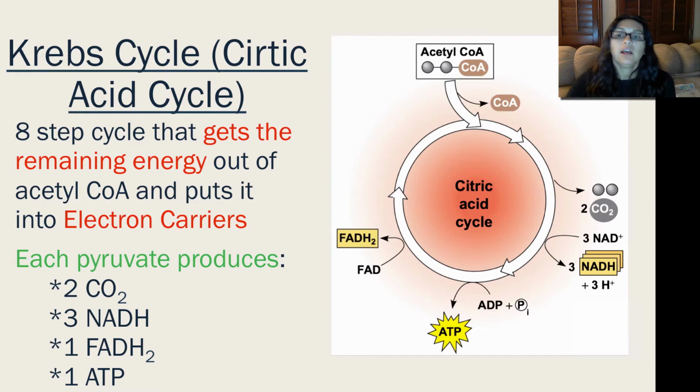So we see acetyl-CoA goes in, we break off that coenzyme A, and a series of 8 steps are going to happen here. And in the process of that, the outcomes for each acetyl-CoA, remember there's 2 of them, you're going to make 2 carbon dioxide molecules, 3 NADH, 1 ATP, and 1 FADH2. So that's going to be the outcome of the Krebs cycle.